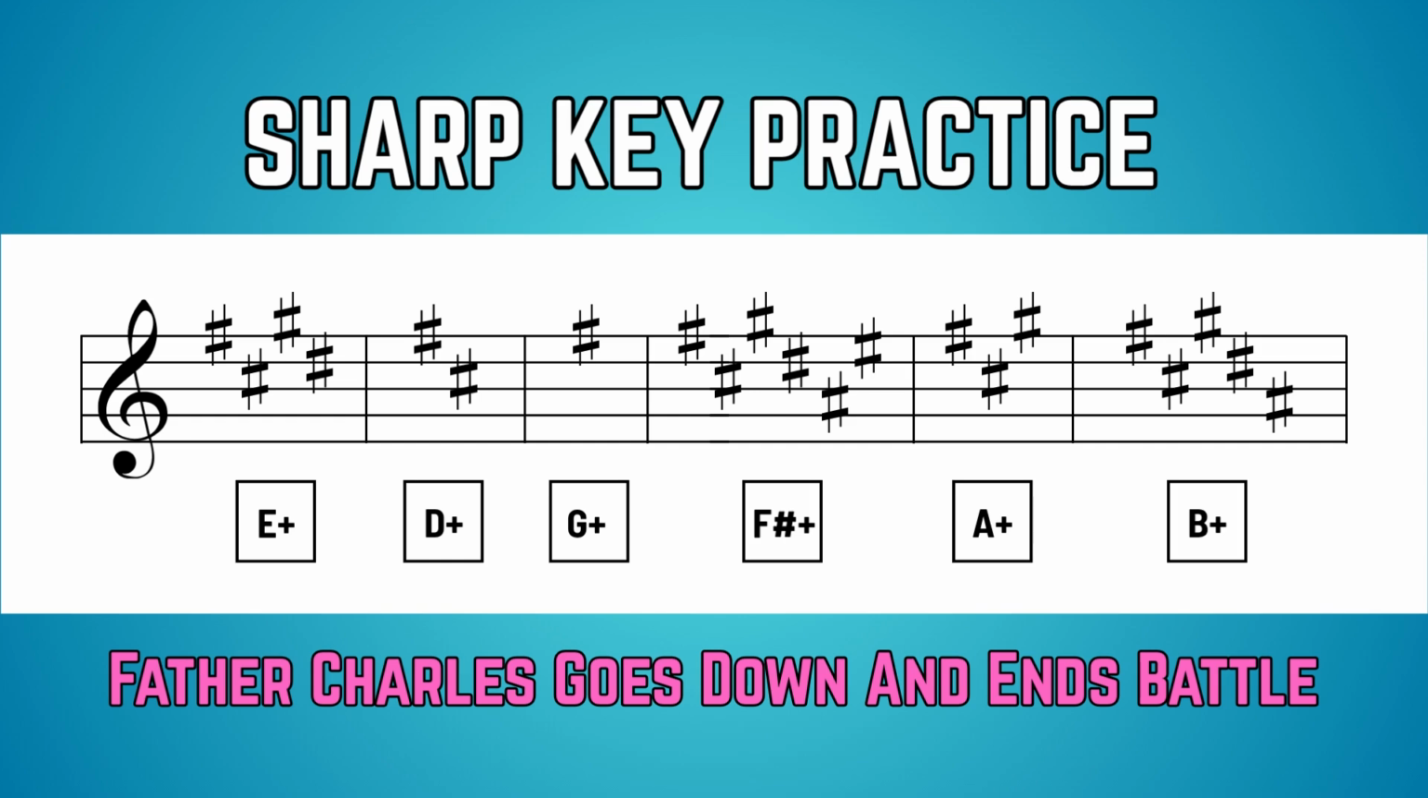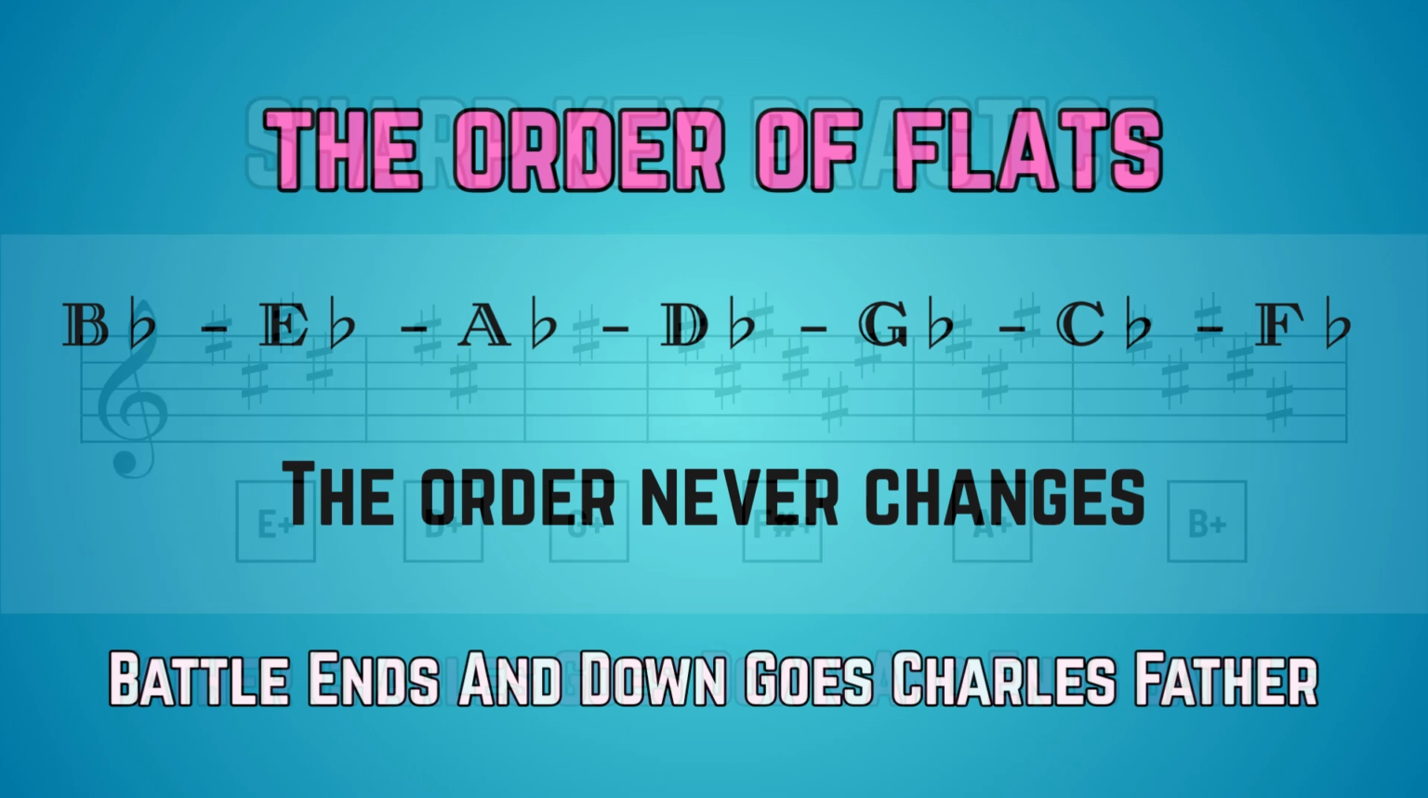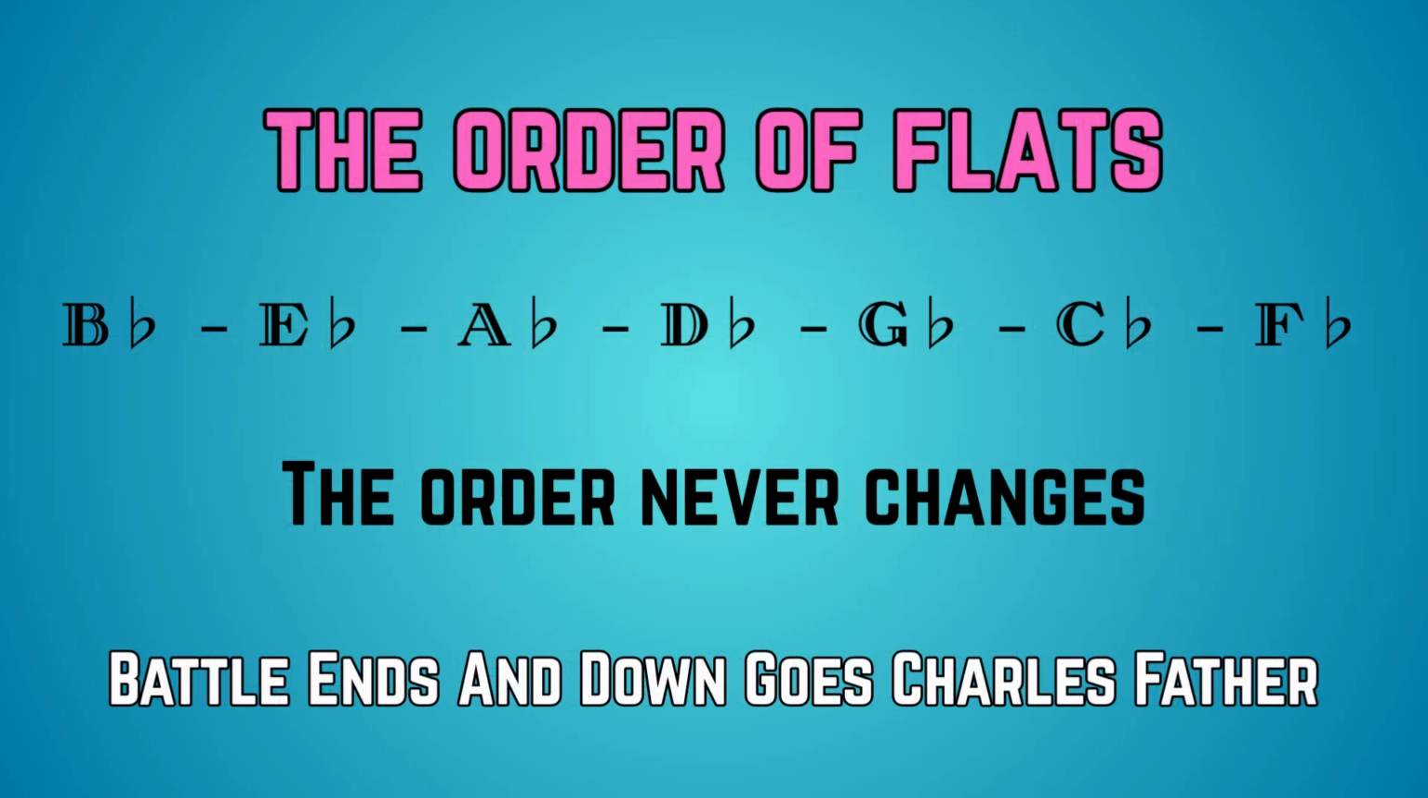If you made an error, check that you used the final sharp shown, not simply the sharp placed highest or lowest on the staff. Flats also appear in a consistent order: B flat, E flat, A flat, D flat, G flat, C flat, and F flat. You may notice that this is the order of sharps in reverse.